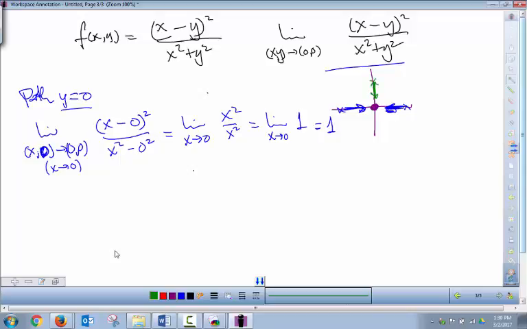Maybe you have other friends on a different part of the map that will walk towards 0, 0. So this time, the path that we're looking at is a path along the y-axis, so that's the path x is equal to 0.